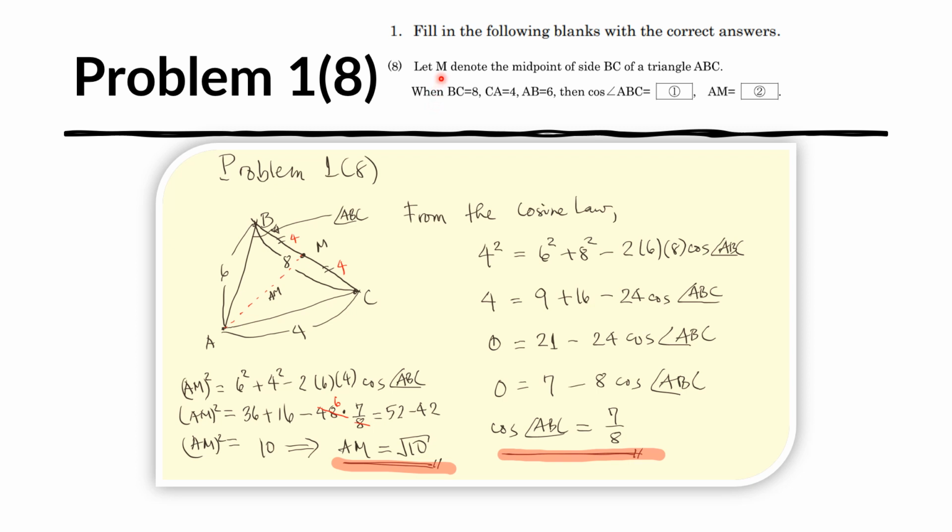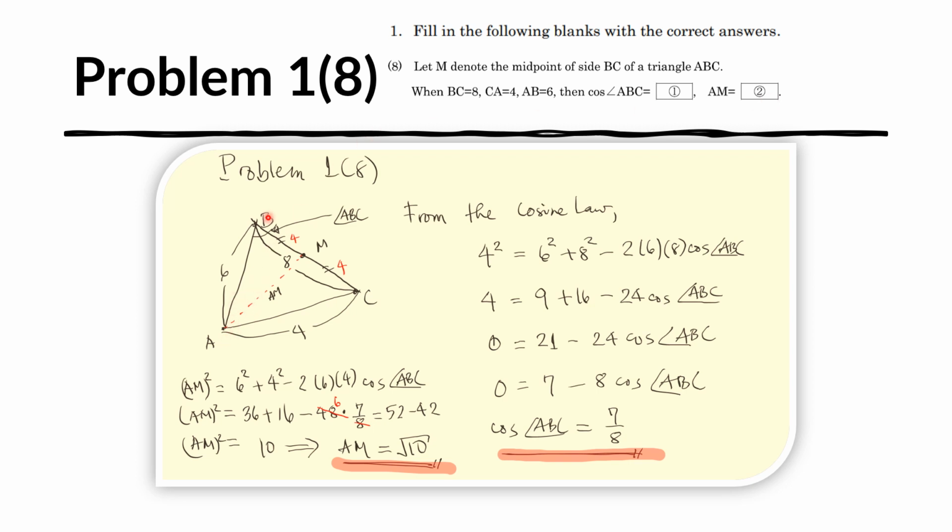Question 8. Let M denote the midpoint of the side BC of a triangle ABC. When BC equals 8, CA equals 4, AB equals 6, then the cosine of angle ABC is blank and AM equals blank. Let us first draw the given.